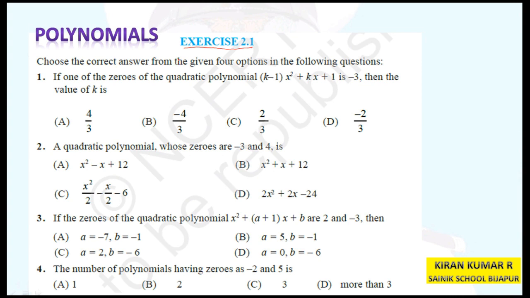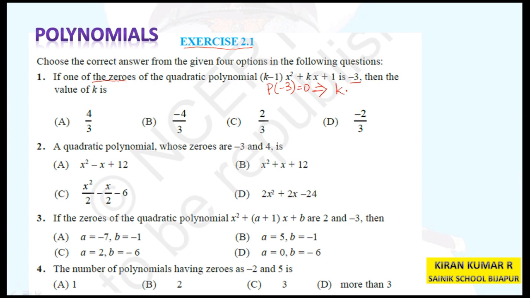First one, if one of the zeros of the quadratic polynomial (k minus 1) times x square plus kx plus 1 is minus 3, then the value of k is. They have given that one of the zeros is minus 3. So it means that p of minus 3 equals 0. We need to substitute x value as minus 3.